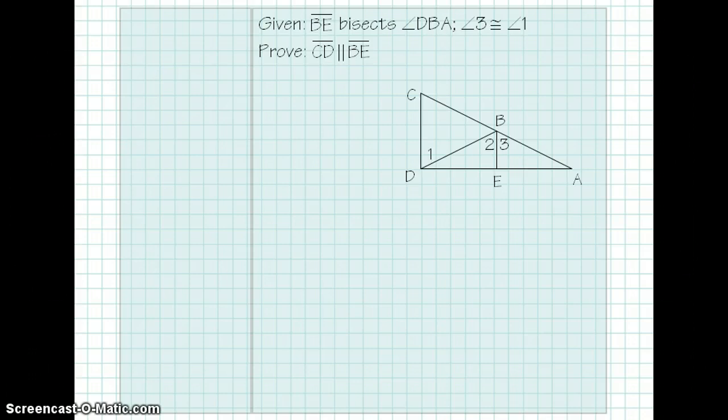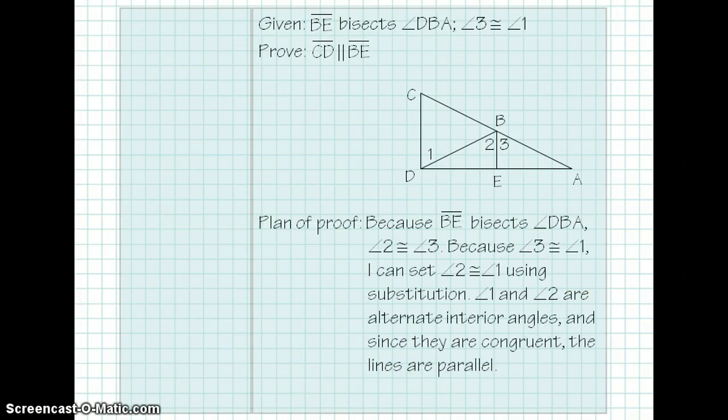Here's a more formal type of proof. I'm given that line segment BE bisects angle DBA, and I'm given that angle 3 is congruent to angle 1. And I want to prove that line segment CD is parallel to line segment BE. Well, here's how the proof is going to work. Because I have an angle bisector, I know that angle 2 and angle 3 are congruent. And because I'm given that angle 3 is congruent to angle 1, then using substitution, I can set everything all equal to each other, and I end up with angle 2 and angle 1 being congruent.